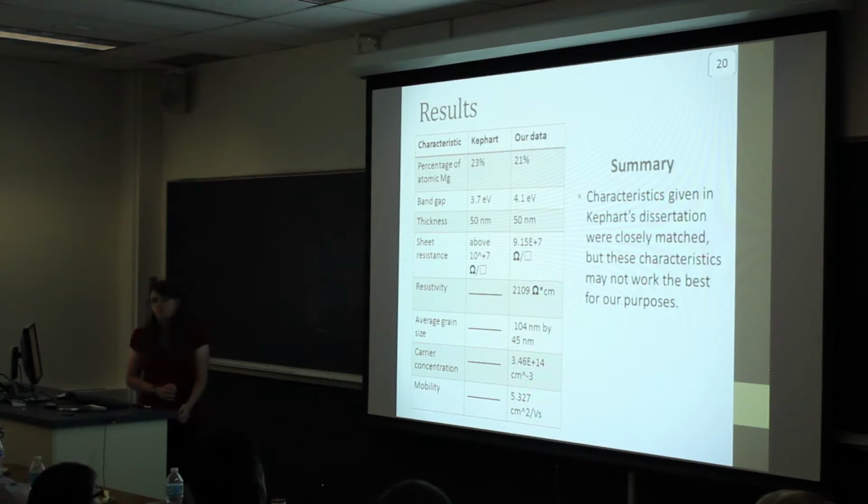So results. Band gap, one thing I haven't noted yet is the band gaps. So Kephardt reported a 3.7 eV band gap. We found about 4.1 eV. He also noted the sheet resistance was above 10 to the 7th ohms per square, and we found it to be 9.15 times 10 to the 7th ohms per square. So the rest wasn't reported, but this is what we found.